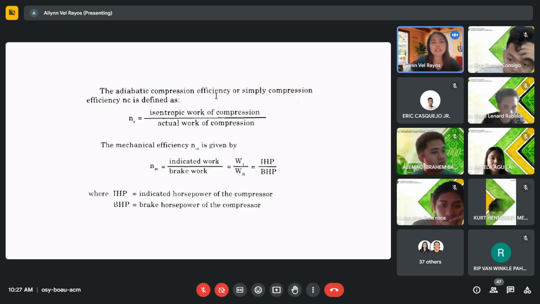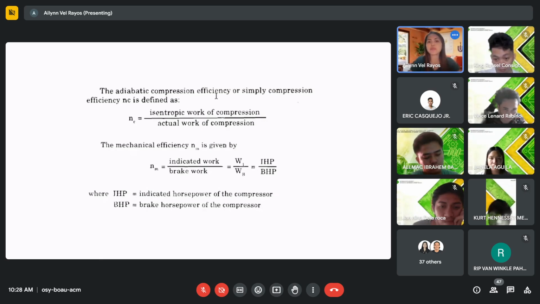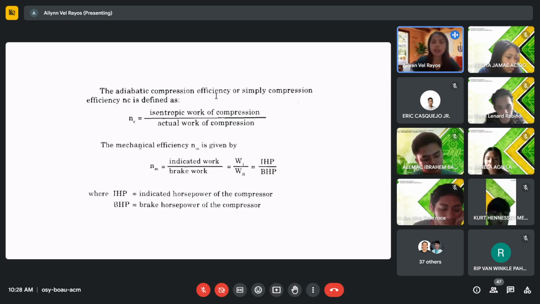So next natin is the adiabatic compression efficiency or simply yung compression efficiency is being defined as the isentropic work of compression over the actual work of compression. So for the mechanical efficiency naman, our N sub M is indicated work over brake work. That is also equivalent to IHP over BHP, where IHP is the indicated horsepower of the compressor and BHP is the brake horsepower of the compressor.